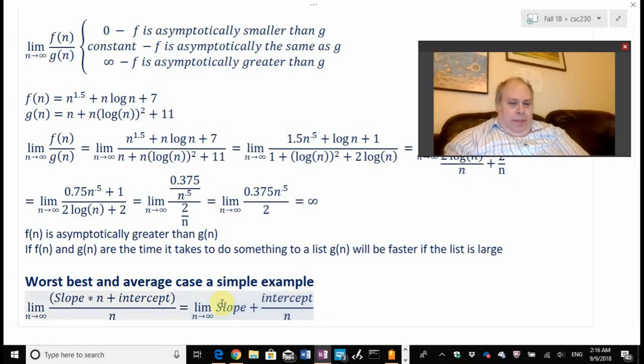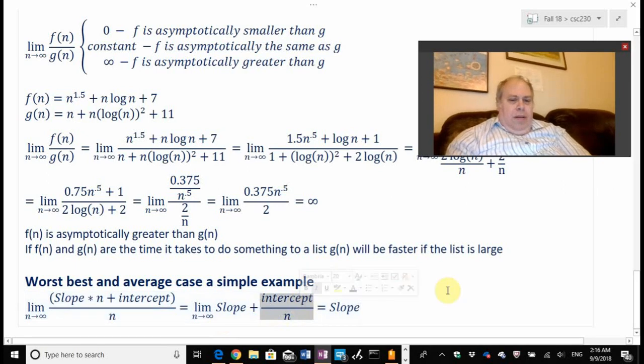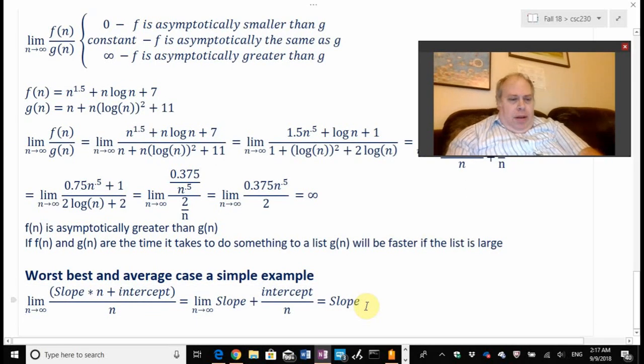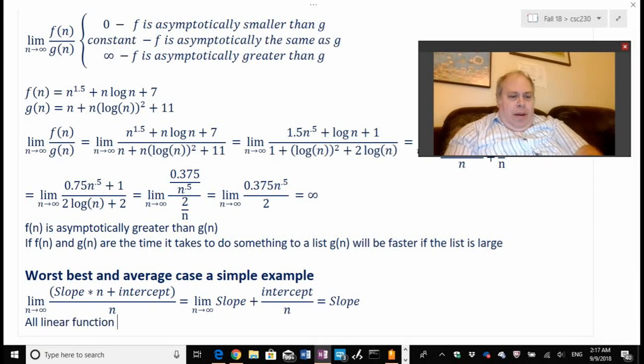And that equals slope, since as n goes to infinity, this part goes to 0, which is, as you know, a constant. So basically, any linear function is the same as n. And this means that all linear functions are O of n.